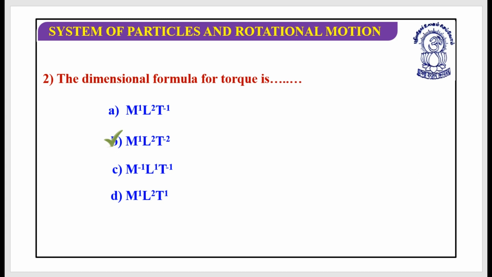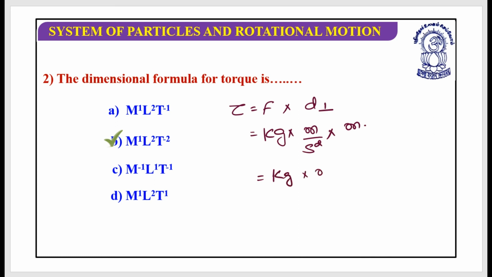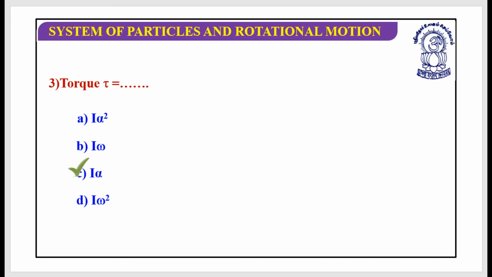The dimensional formula for torque is force multiplied by perpendicular distance. For the force, it's ma, it's kg into meter per second square multiplied by meter. This is equal to kg multiplied by meter square per second square. This is M1 L2 T minus 2. The torque tau could be written as I alpha. Yes, torque equals I alpha. This is the correct relation. I hope this is clear.